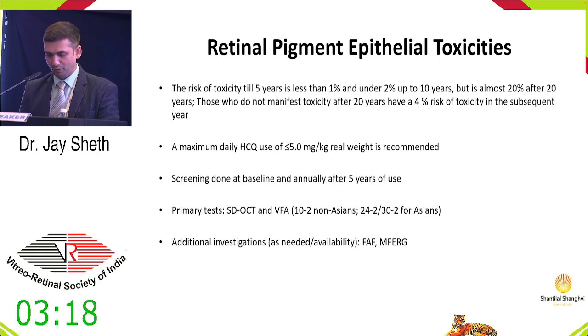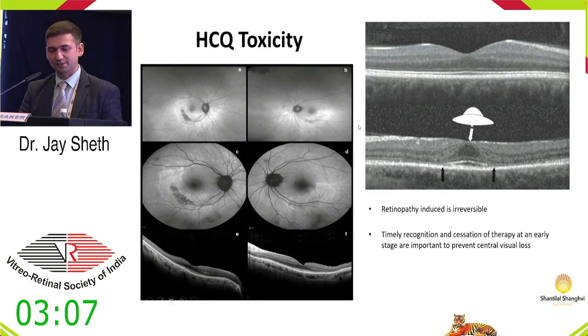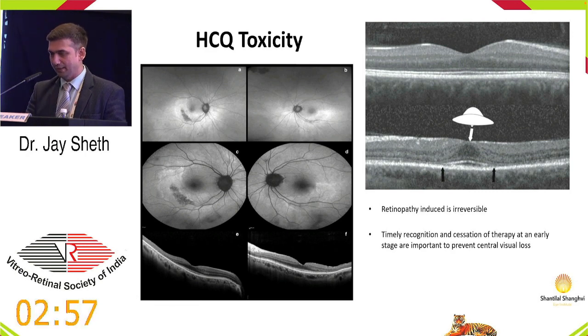A very important point to note is that in non-Asians, we usually see a central involvement, so a 10-2 visual field is sufficient. Whereas in the Asian population, a paramacular involvement is usually common, as we see in these autofluorescence images, so there may be a central sparing. So it's very important to advise either a 24-2 or a 30-2 in the Asian population. Timely recognition and cessation of therapy is very important in these patients, because the retinopathy is usually irreversible.